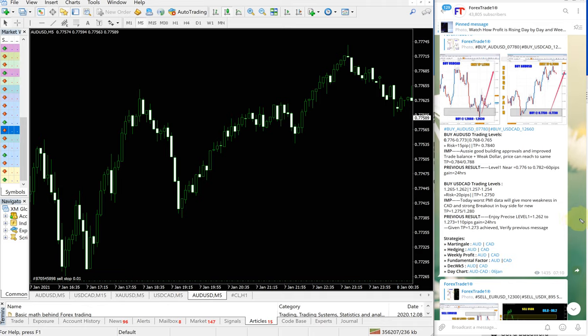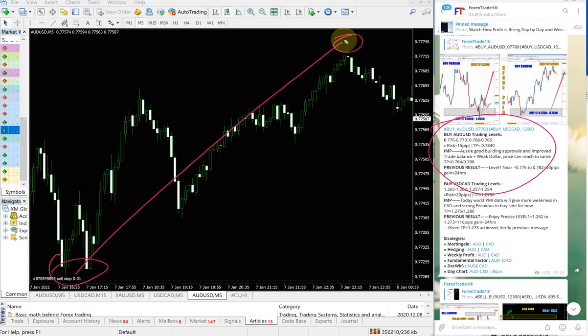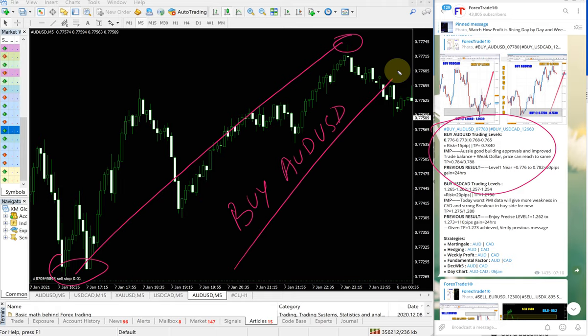Now we will see how the AUD USD signal performed. So this is the AUD USD signal here. It started to perform from here up till here. So buy AUD USD. As we said earlier also, a few pips may differ from broker to broker because of different brokers' spread difference. So we have to keep that in mind.